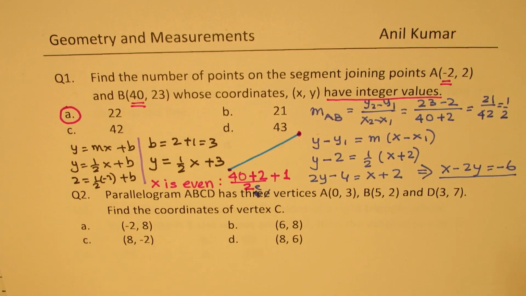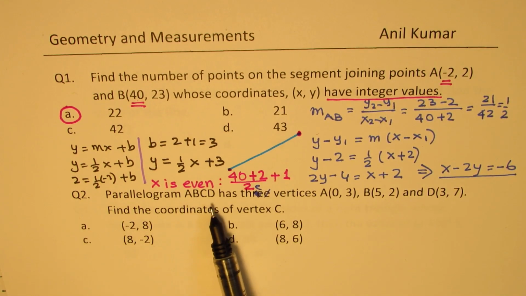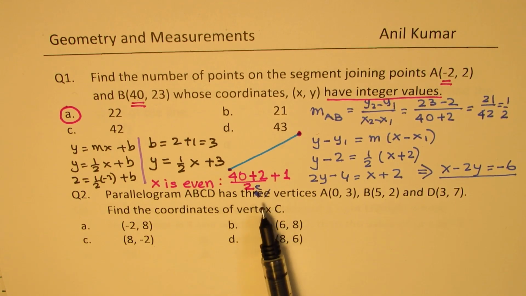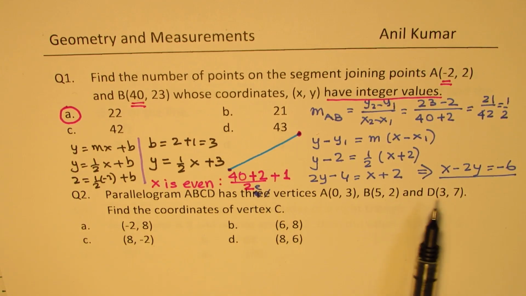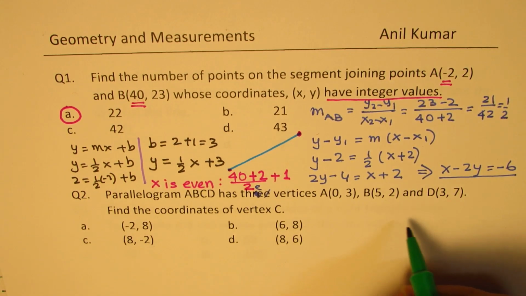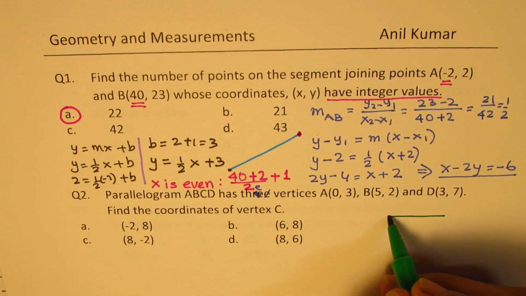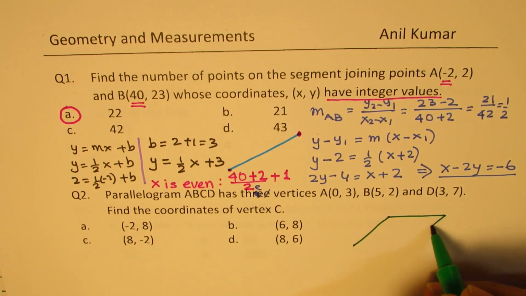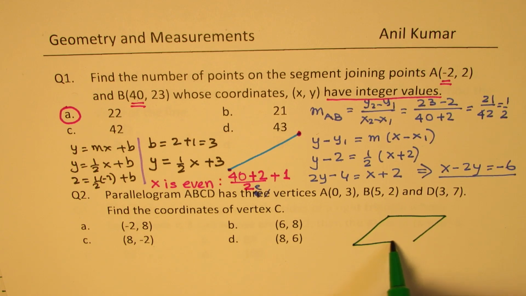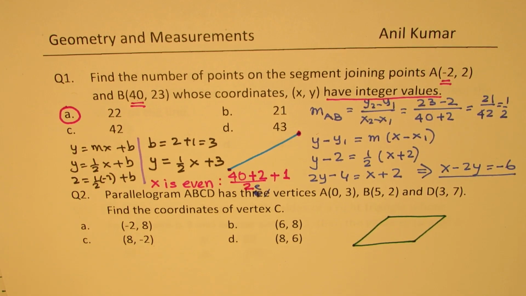Question number 2. Parallelogram ABCD has the vertices A, B and D. So a parallelogram will have 4 vertices, correct? We are given 3 of them. So let me just sketch one here, right? And we'll see how to find the solution of such a question. We need to find the 4th vertex of a parallelogram.